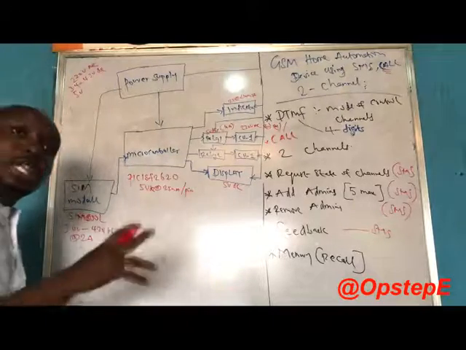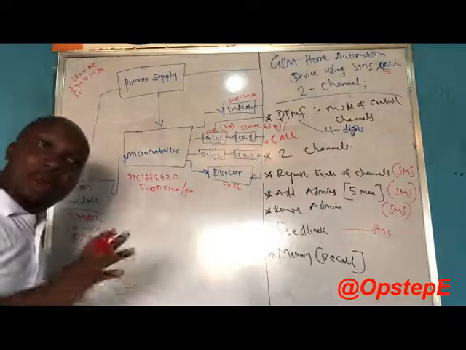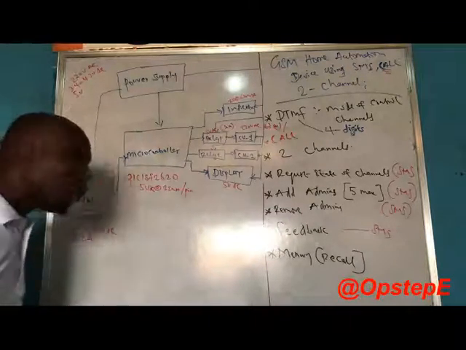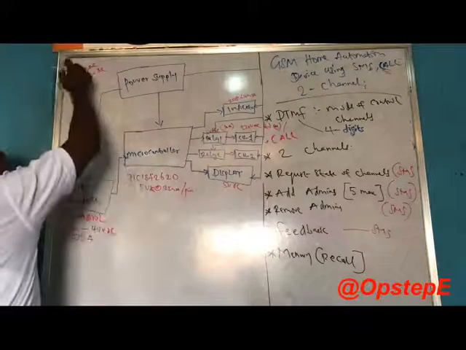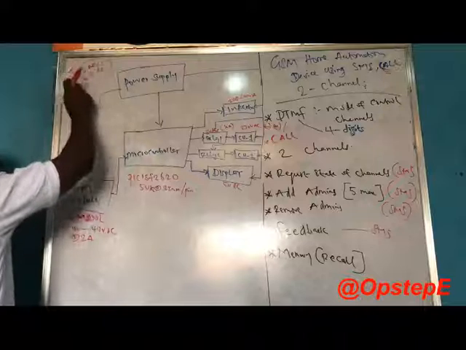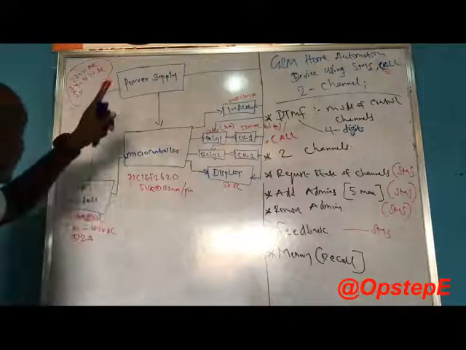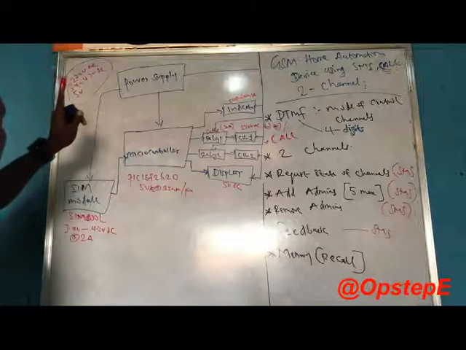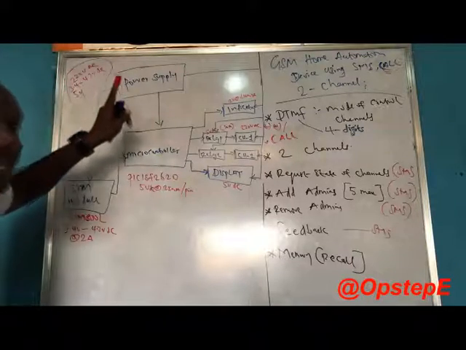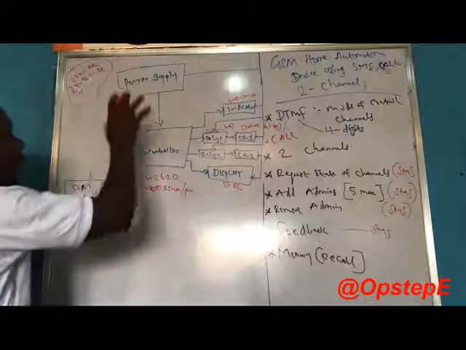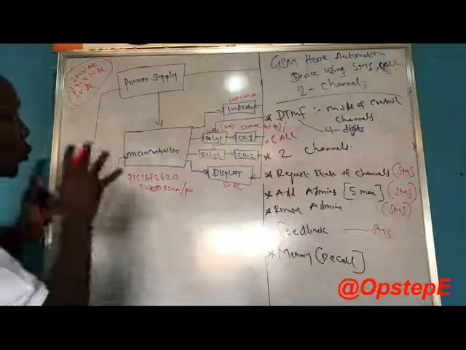But in explaining our power supply, hope I'm not too fast. No. In explaining the power supply, what you just need to know is that the power supply should be able to supply us, or make available to us, this range of voltages: 220 volt AC, between 3.3 to 4.3 volt DC, and 5 volt DC. That's what our power supply should be able to provide us.